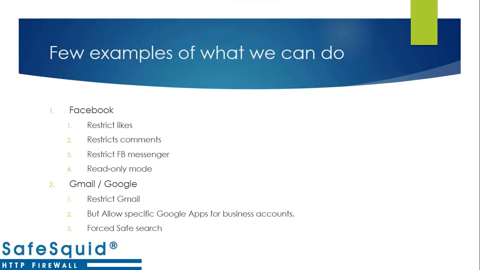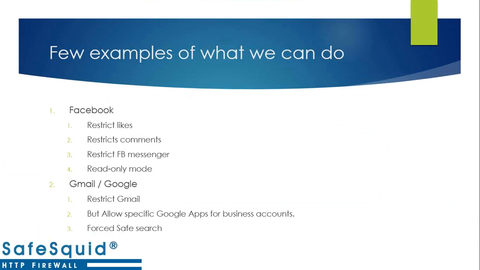Similarly, for Google, you can do a forced safe search. So safe search is something which the user sets for himself. So if I have a Gmail account, I can select whether I want safe search to be enabled or not. By safe search, we make sure that whenever we do a search, no adult content or no controversial content is shown to me, right? But this is a user's discretion, whether the user is going ahead and enabling that or not.